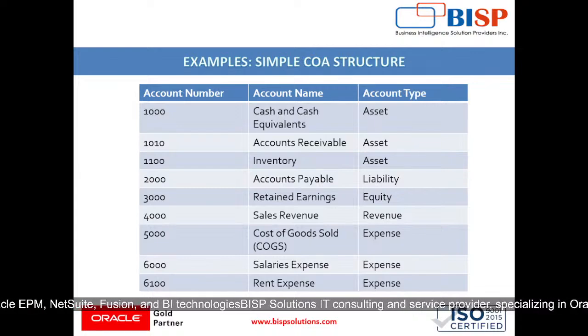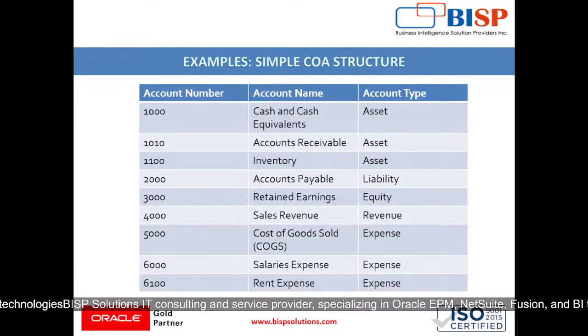And accounts payable, which is a liability, we will be mentioning account number as 2000. Retained earnings, it is an equity, so we will be mentioning 3000 as the account number. Then comes our sales revenue, which is a revenue, and the account number we will be giving is 4000. And COGS, which is cost of goods sold, is an expense, so we will be mentioning 5000 as the account number.